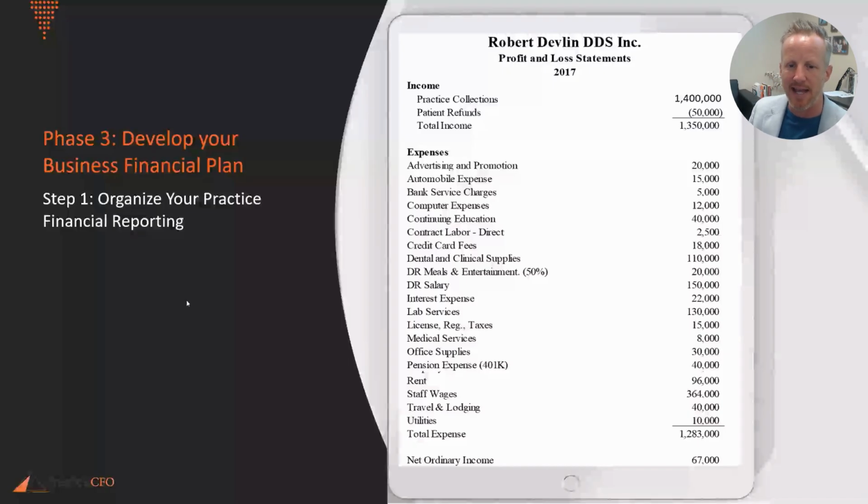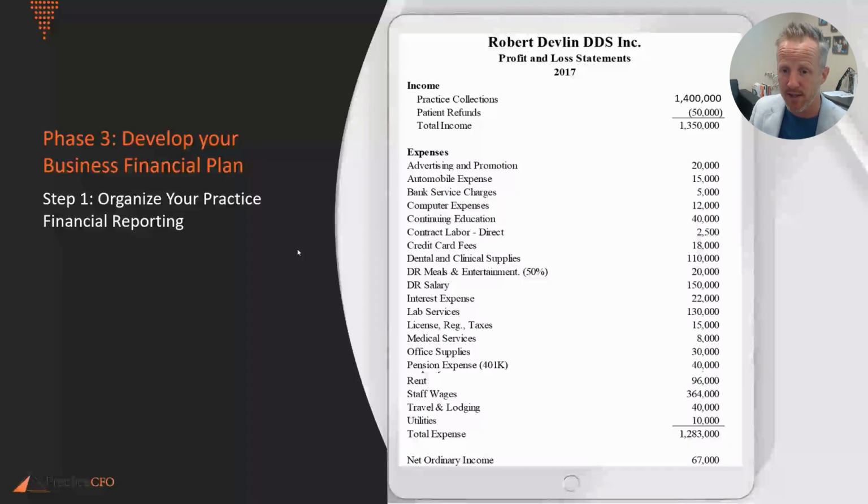And so let's talk about how to structure this, because this format, with your income up at the top, your expenses down below in alphabetical order, and a net ordinary income at the very bottom, is not telling you much. This is saying this practice makes $67,000 a year. So the question is, is this a healthy practice or not financially? At first blush, it's very hard to tell whether or not this is a successful practice.